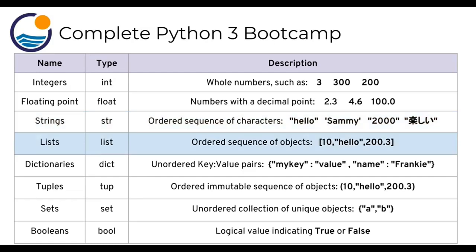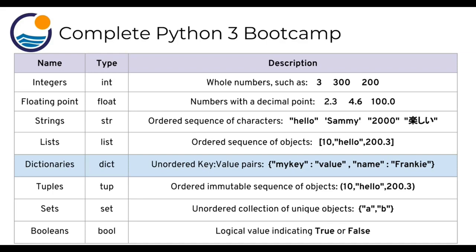Then we come to data structures, and data structures are a little more specialized than basic data types and data objects because they can actually hold data objects in some sort of sequence or in some sort of mapping. So here we have lists, and these are an ordered sequence of objects. Here we can see that we've been able to use square brackets and commas to have a sequence of other objects, such as the number 10, the string hello, and then the number 200.3. Dictionaries are another data structure that can store other data types, except in this case, instead of having an ordered sequence, they have unordered key value pairs.